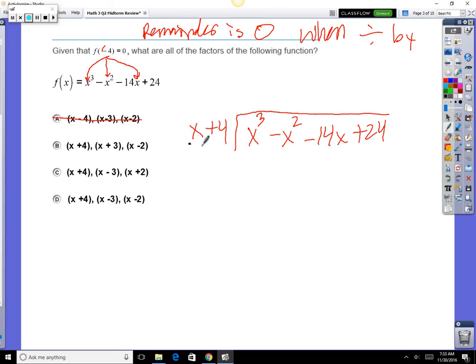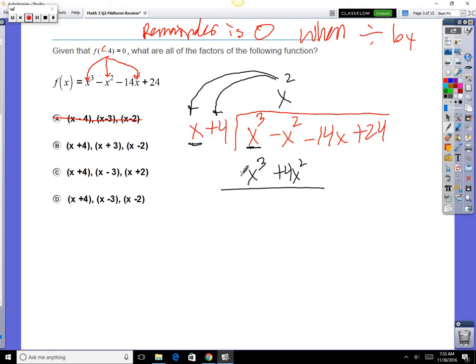Okay, now just focus on this and this. So what can I times x by to turn it into a cube? Times it by a square. x squared times x, there's my cube. x squared times 4, that's 4x squared.